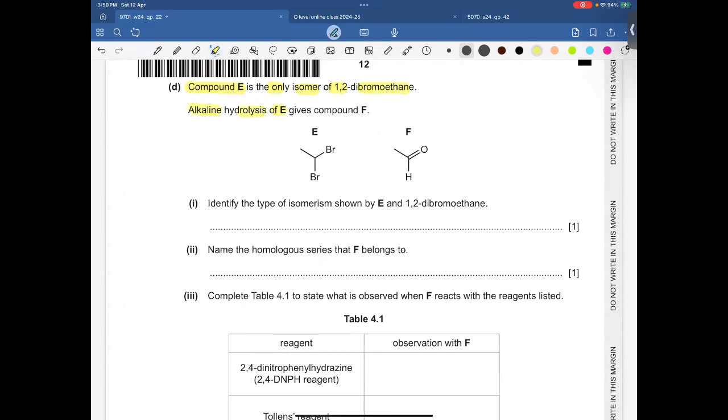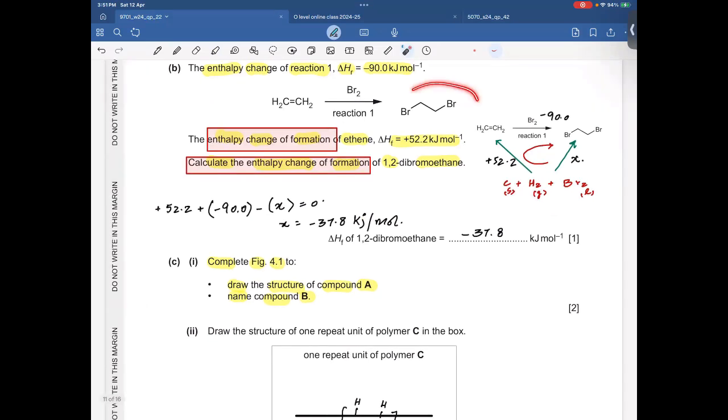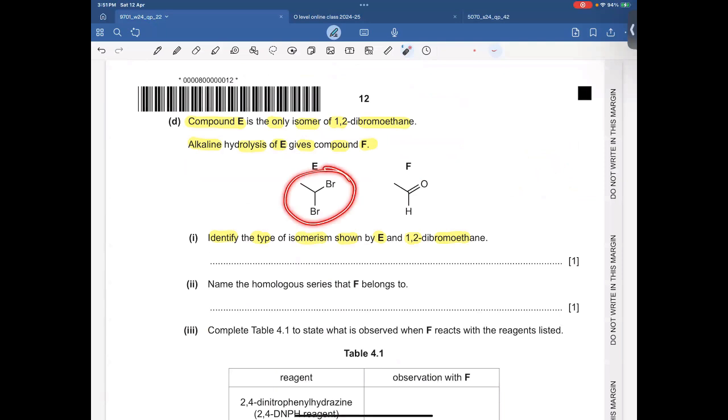Next, compound E is an isomer of 1,2-dibromoethane. Alkaline hydrolysis of E gives compound F. Identify the type of isomerism shown by E, 1,2-dibromoethane. Oh, that's easy. This is 1,2-dibromoethane, and this compound is the positional isomer of 1,2-dibromoethane.